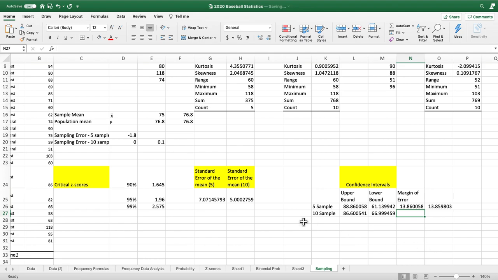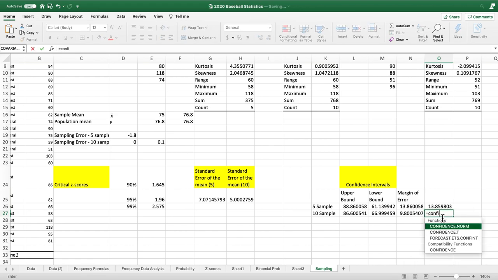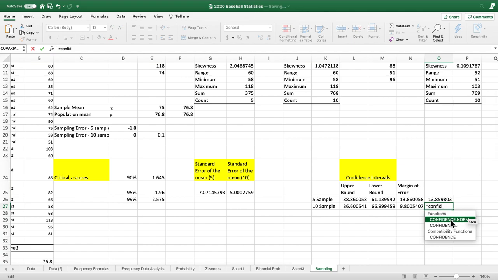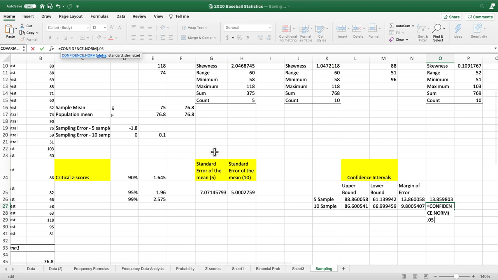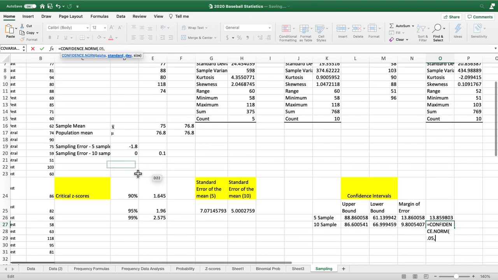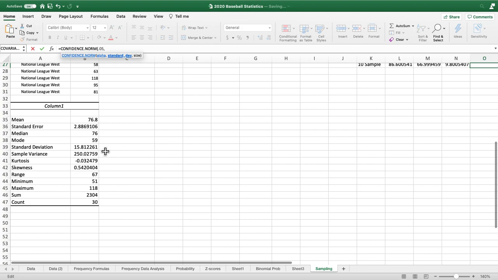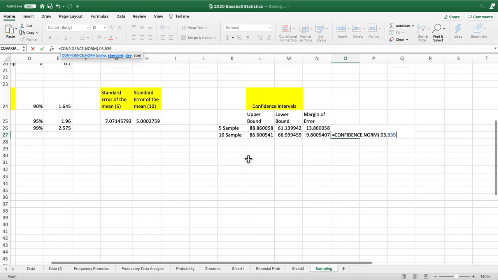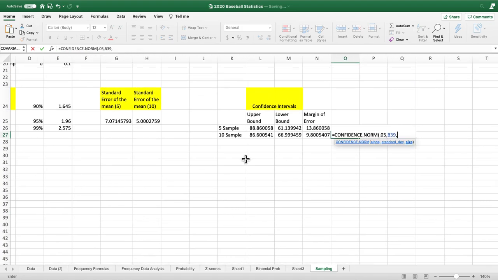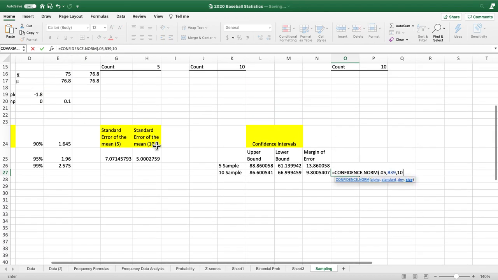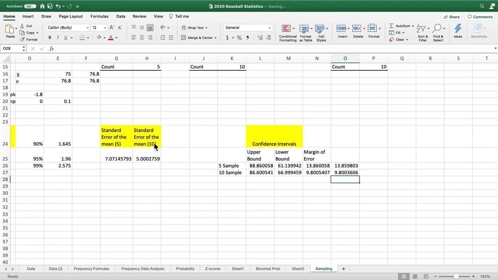Again, for your margin of error, you can take your z-score and multiply it by your standard error of the mean. Or to check it, you can use CONFIDENCE.NORM, with an alpha of 0.05 because we're doing 95%, a population standard deviation of 15.8, and then the sample size is 10. And you get the same margin of error there.